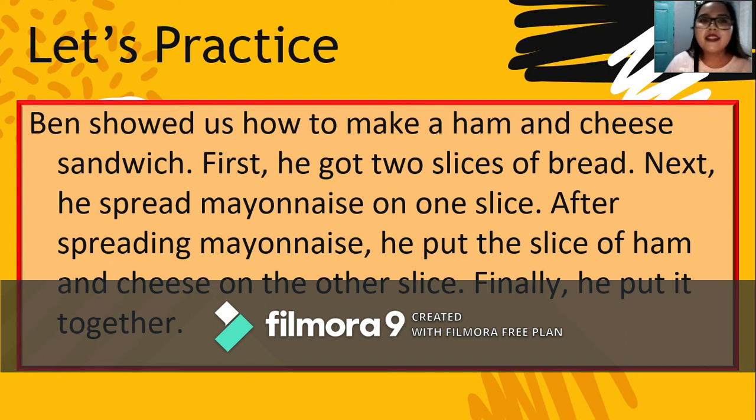Okay, for the second time around, try to imagine. So Ben showed us how to make ham and cheese sandwich. First, he got 2 slices of bread. Next, he spread mayonnaise on one slice. After spreading mayonnaise, he put the slice of ham and cheese on the other slice, and finally he put it together.